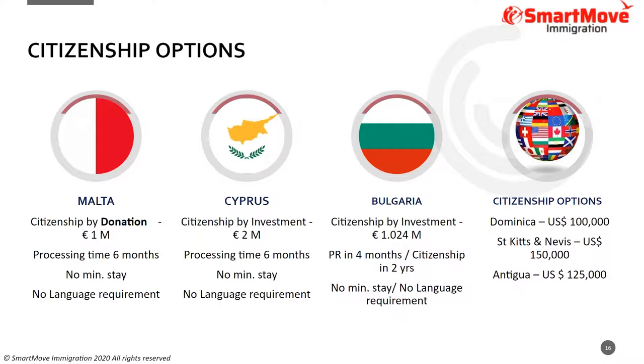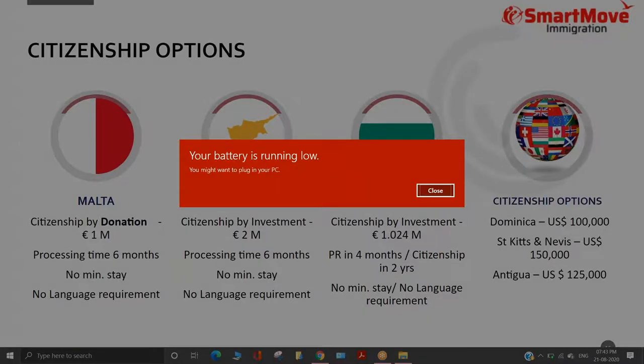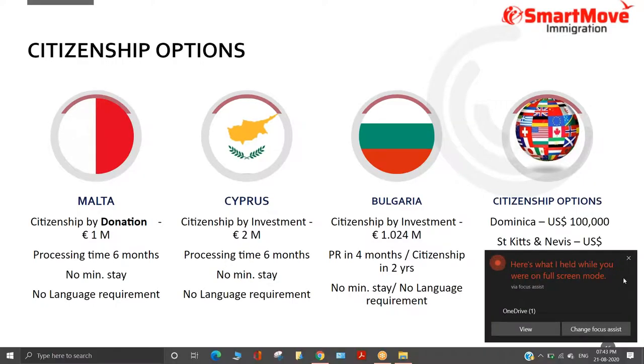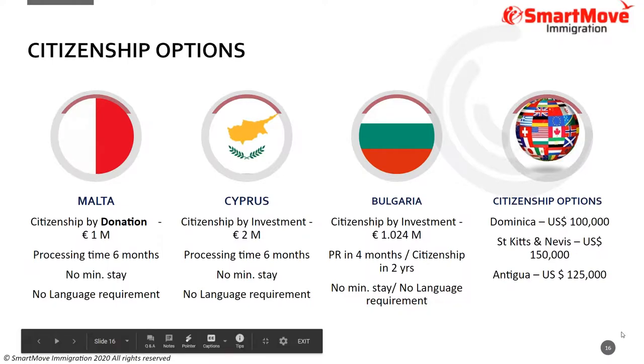So when we look at St. Kitts, there's a minimum investment of around $200,000. There's also a donation that you make of $150,000. Speaking of Grenada, we have covered this earlier as well.